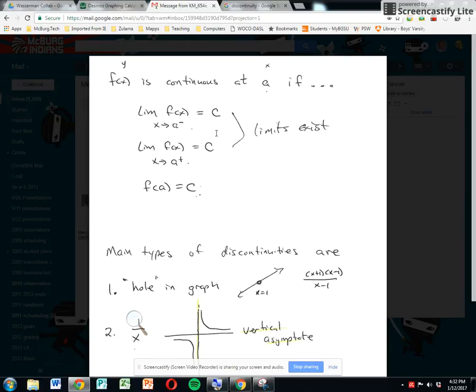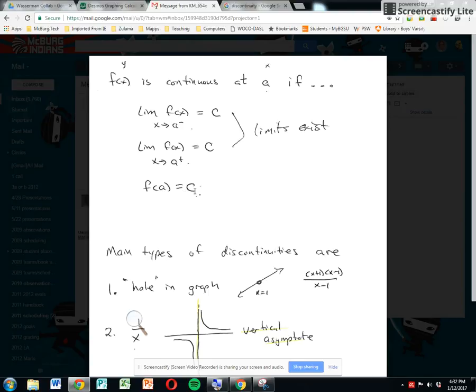If those two things converge on the same value, in this case I've used another variable c, don't freak out. If they converge on the same y value, as x converges on a from the left and from the right, a limit exists. In this case, the limit is c. So, how is it continuous? It is continuous if the limit exists and if f of a also equals c.